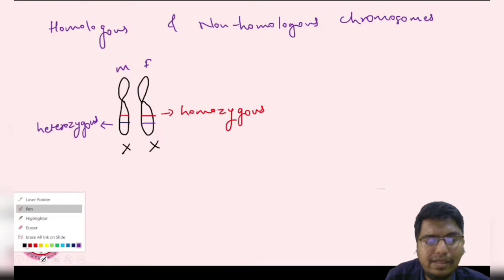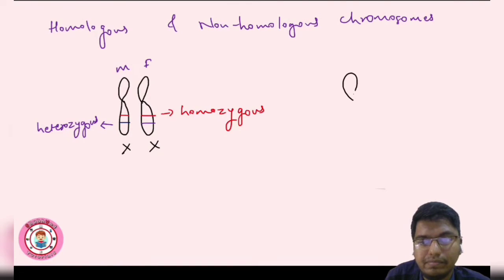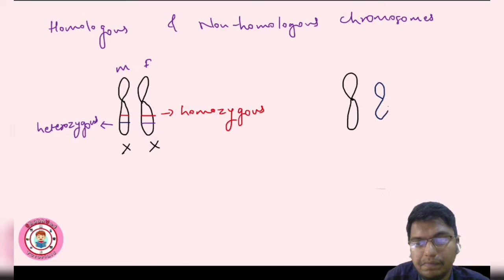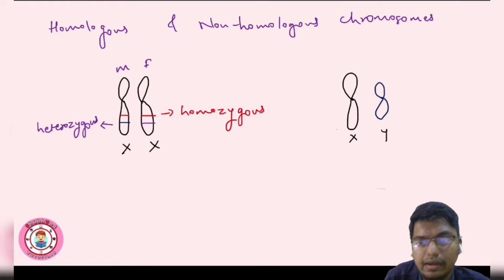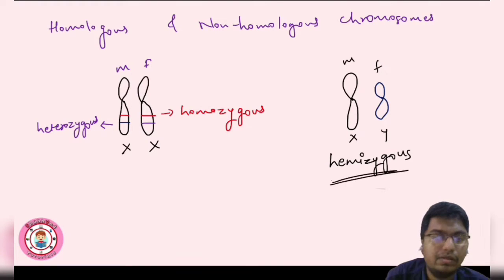But in males, the chromosomes are different. The X-specific genes are separate and Y-linked genes are separate. So this is X and this is Y. There are some genes which are specific for X. X is always transmitted from mother, and Y from father for males. This condition in males is known as hemizygous. This we have to remember.